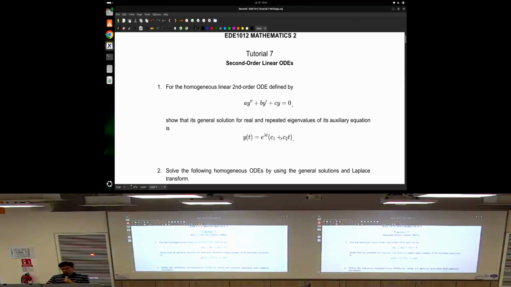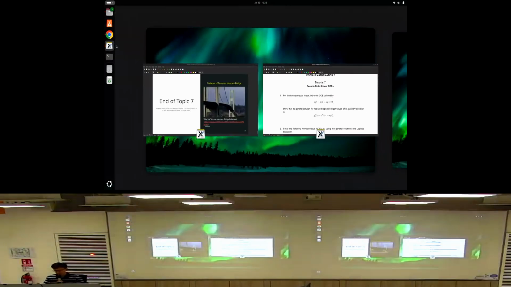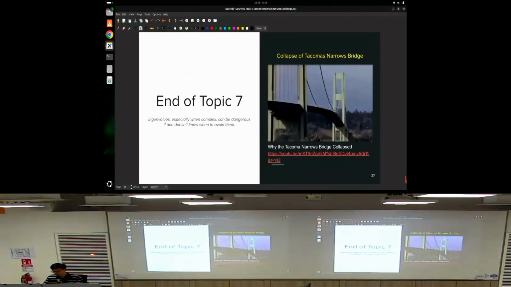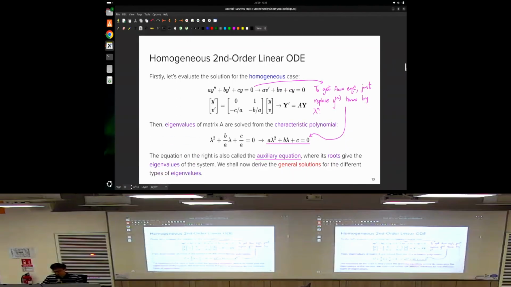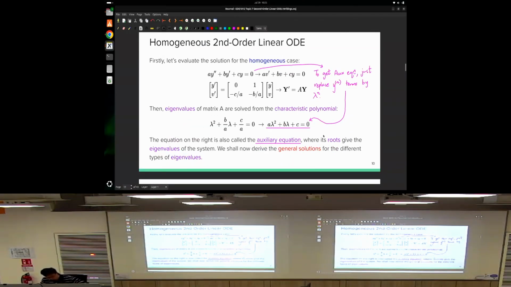Did you manage to get the blue box solution for the homogeneous second order ODE? Can get? Got it? Cannot get? Okay, so let me just quickly go through. This is about trying to decompose the ODE into a system of first order. Because if you look at the approach, this is very standard. So let me just continue from here.